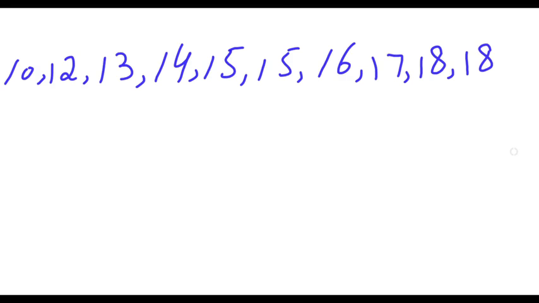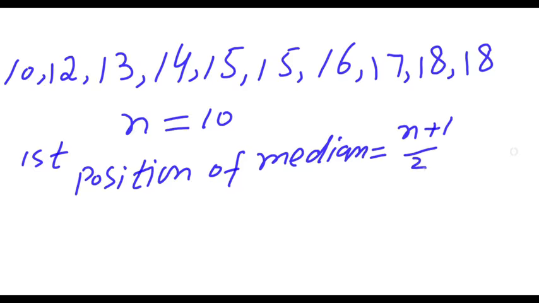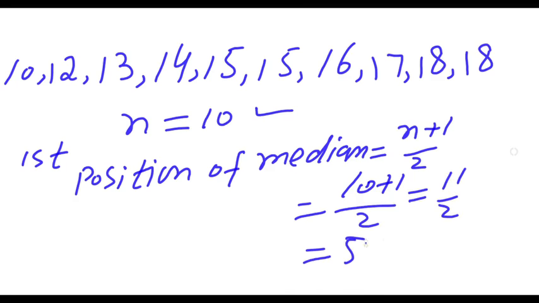Now calculate the median. This is an even number, 10 is an even number, so n is equal to 10, must remember. First method I'm going to show you, position of the median. We use the formula n plus 1 divided by 2. 10 plus 1, the total number is 10, so 11 divided by 2. That will give me 5,5.